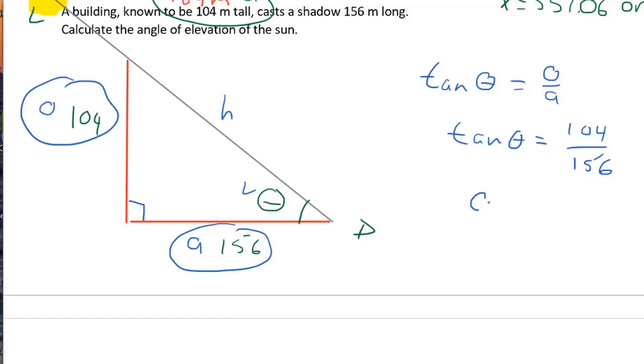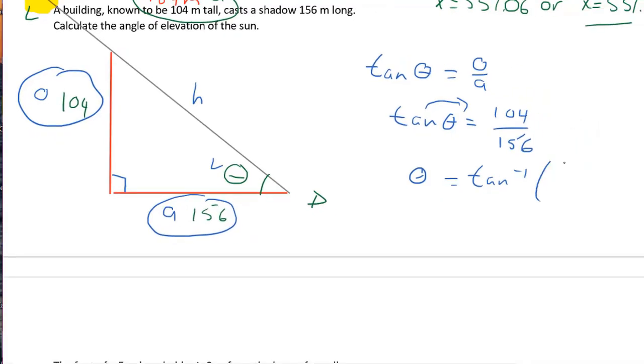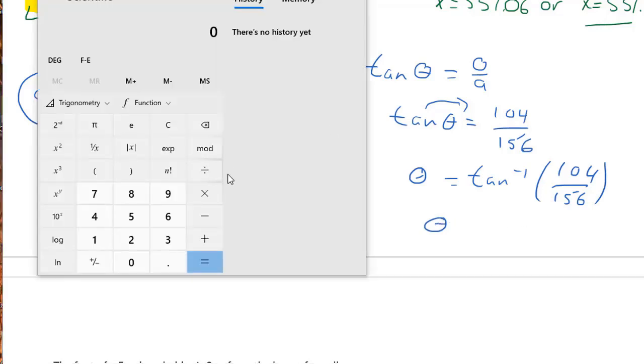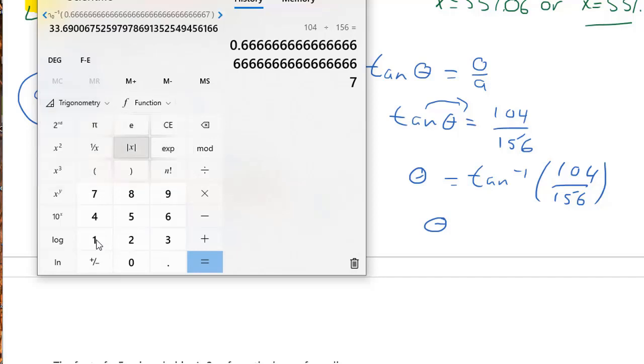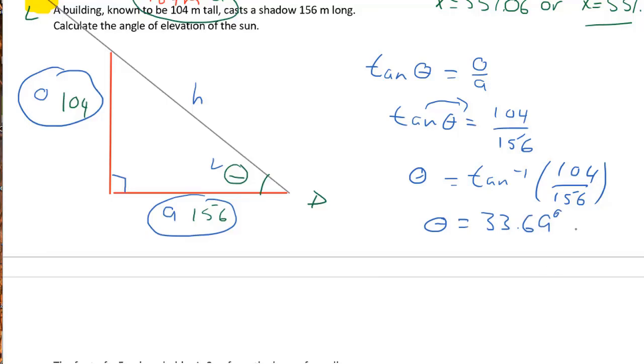Now, to find theta, we have to effectively move the tangent over to the other side, and it becomes tan inverse equals 104 over 156. Now I'm going to pull my calculator out and I'm going to calculate theta. So when I start entering this in, I have to start with the stuff that's in the brackets first. So it's going to be 104 divided by 156. I'm going to hit equals. Now I can go into my trig drop down, go second function and tangent, and I see that that angle must be 33.69 degrees. And I can round that to 33.7 degrees. Let's take a look at the next question.